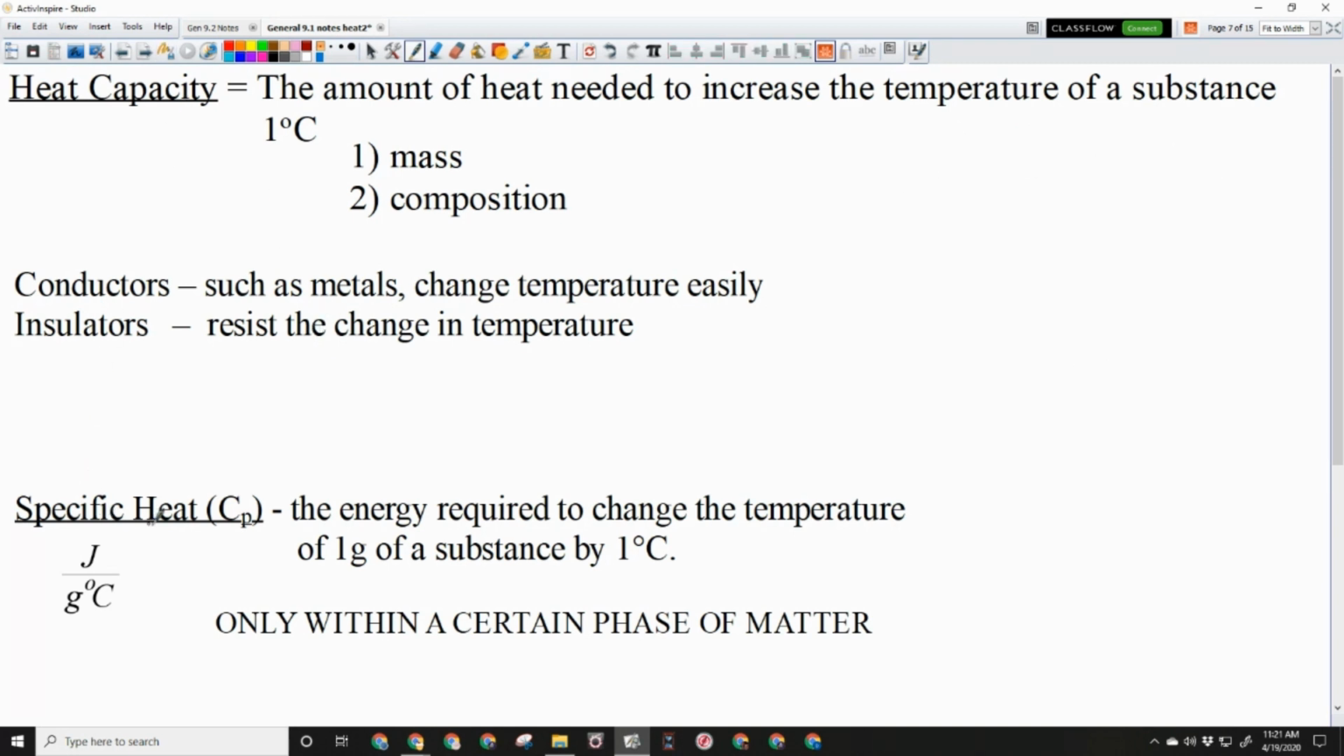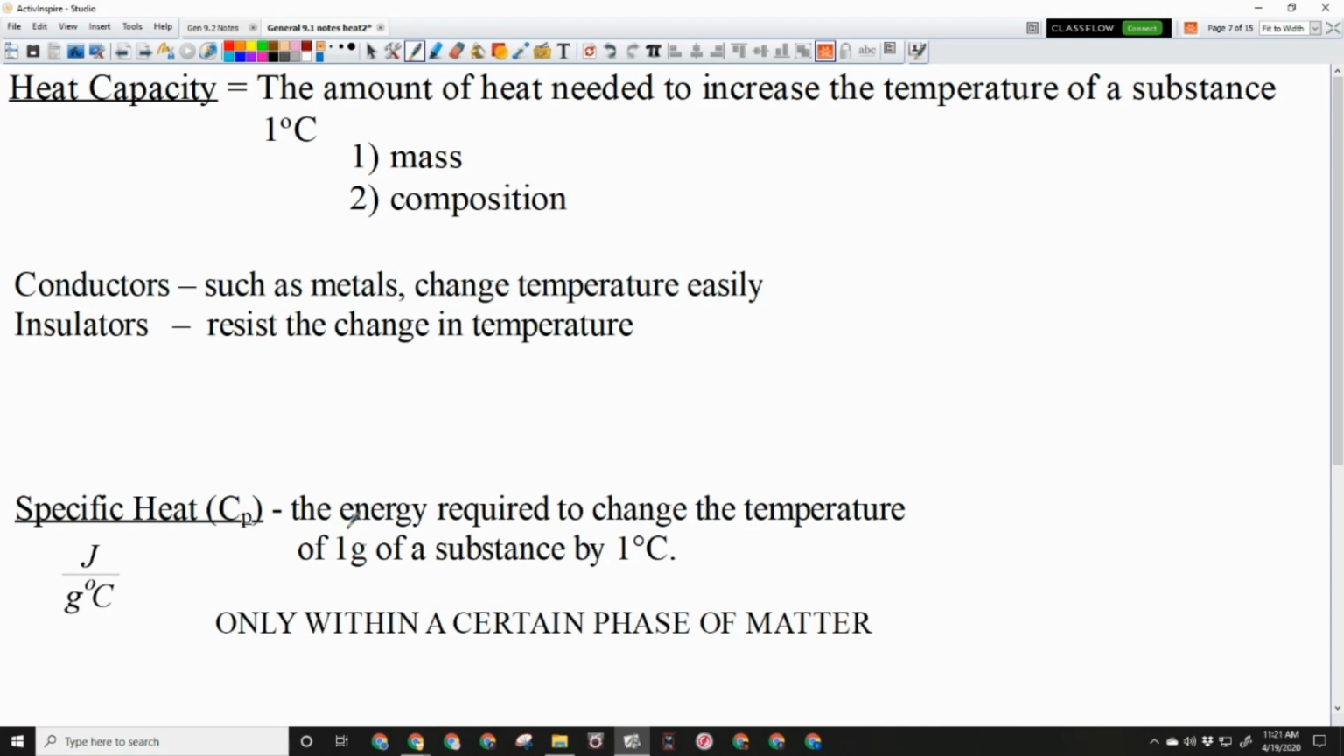All right, so let's talk now about specific heat. This is what we're going to be using a lot of in this first section, and that's represented as C sub P. A lot of times just C, we drop the sub P off. Specific heat is the energy that's required to change the temperature of 1 gram of a substance 1 degree Celsius. So this is almost exactly like heat capacity. Heat capacity doesn't specify a specific amount of mass, where specific heat does.